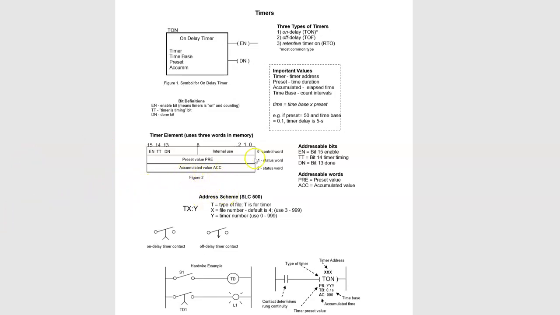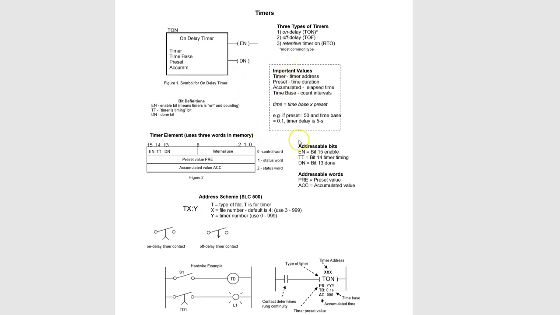The first word is called the control word. Remember, we start counting with 0. The first word is the control word, it's a status word, and the second is also a status word. Now, in the control word, the first 0 through 8 bits, you don't have any access over those. You're interested in what's defined here, the enable, the TT bit, and the done bit. Those are the ones you have access to.